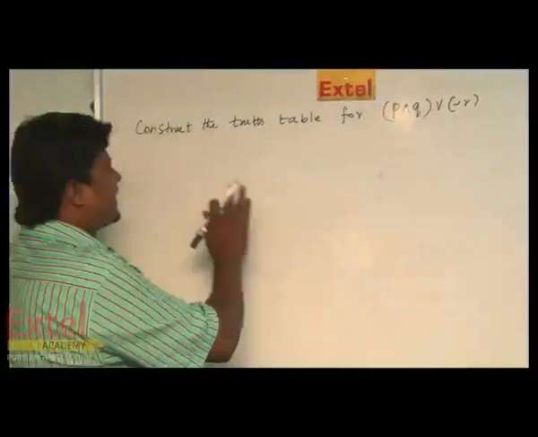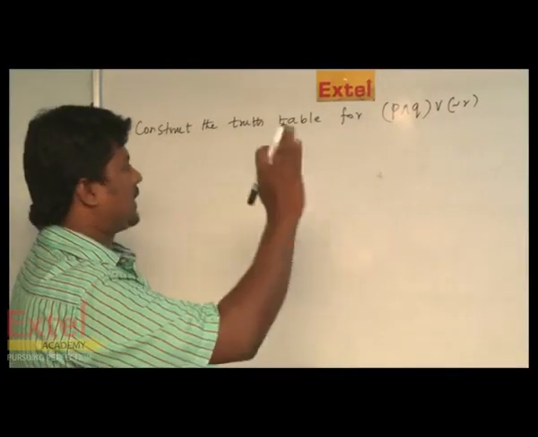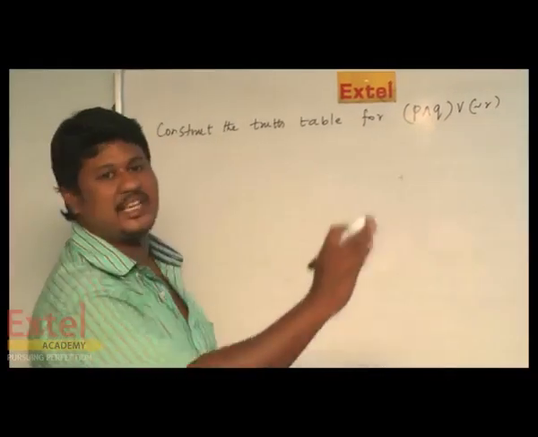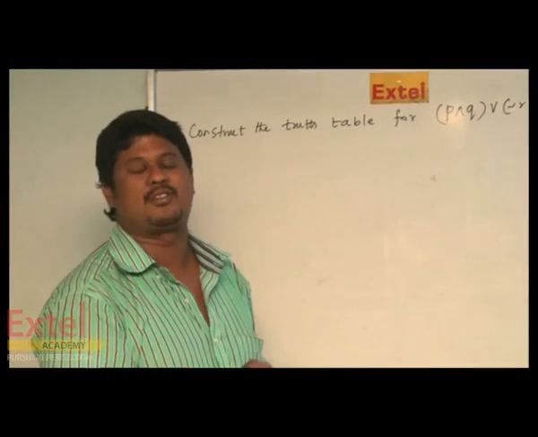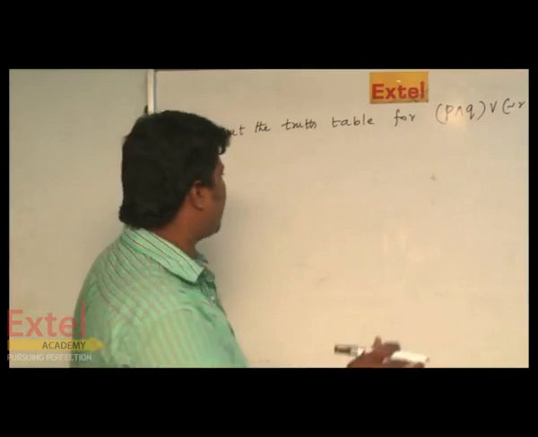We will go for the next truth table problem. Construct the truth table for P conjunction Q, disjunction negation R. So far we have involved only two statements, P and Q. Now we will have three statements.